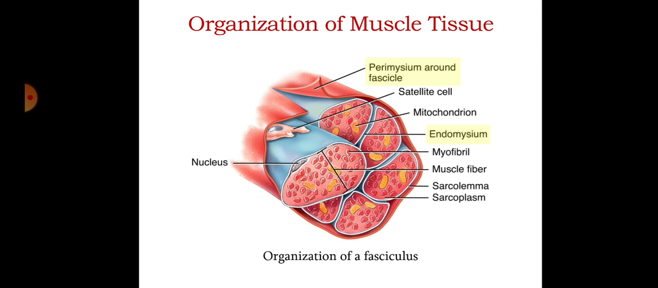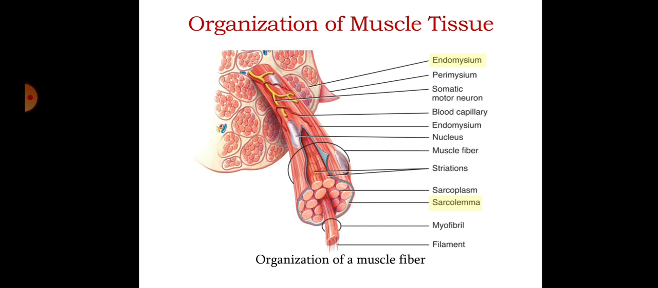This is the diagram showing the organization of a fasciculus, in which you can see the mitochondrion, which is highly functional in the muscles because of the nature of its function. In the muscle cell, you can see the sarcoplasm, sarcolemma, myofibril, the satellite cell, etc. You can also see a nucleus in the muscle cell. This is another diagram showing the muscle cells shown in many bundles.